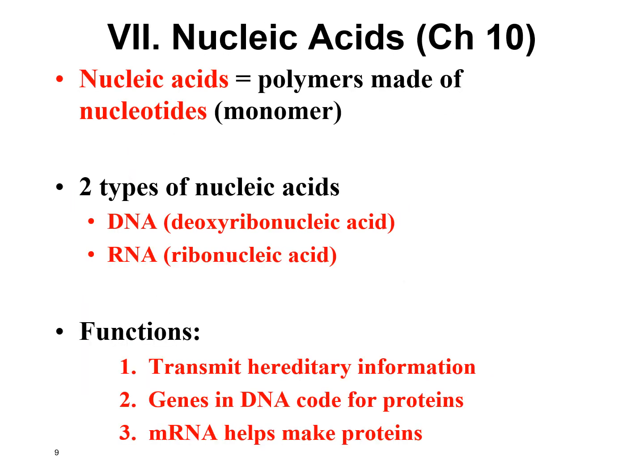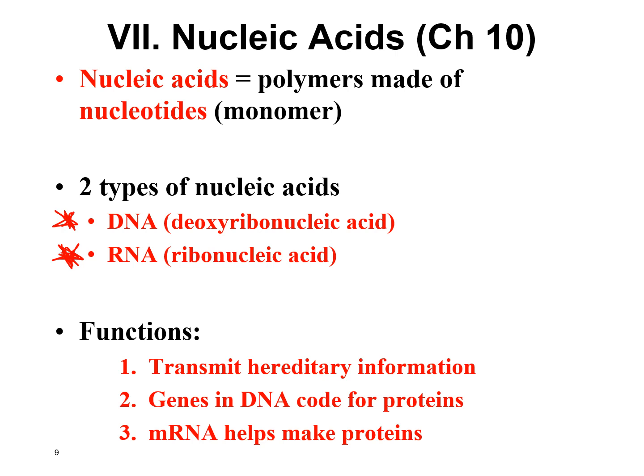Right, our fourth and final organic molecule we're going to talk about are nucleic acids, and nucleic acids are polymers that are made up of nucleotides that are joined together. So nucleotides are the monomer. And there are 2 different types of nucleic acids. We have DNA, which is deoxyribonucleic acid, and RNA, which is ribonucleic acid.